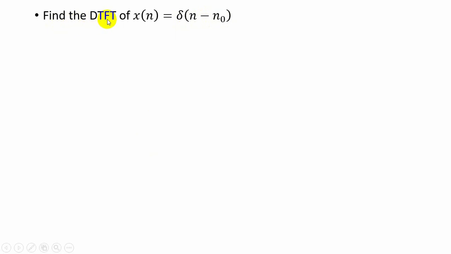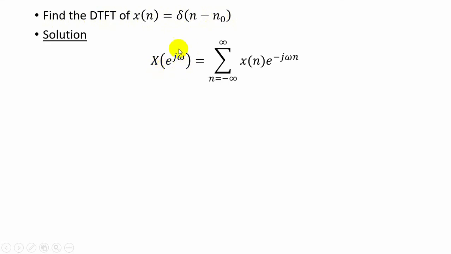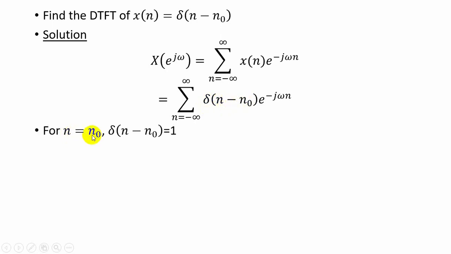Here we are going to find the discrete time Fourier transform of an impulse signal which is shifted by the time period n0. We know that the discrete time Fourier transform is given by X of e power j omega, which is equal to summation n equal to minus infinity to infinity x of n into e power minus j omega n. Here the input x of n is equal to del of n minus n0. That is, unit impulse is shifted by n0. We know that the unit impulse sequence del of n is equal to 1 when n equal to 0. Here del of n is shifted by n0. So at n equal to n0, del of n minus n0 is equal to 1.